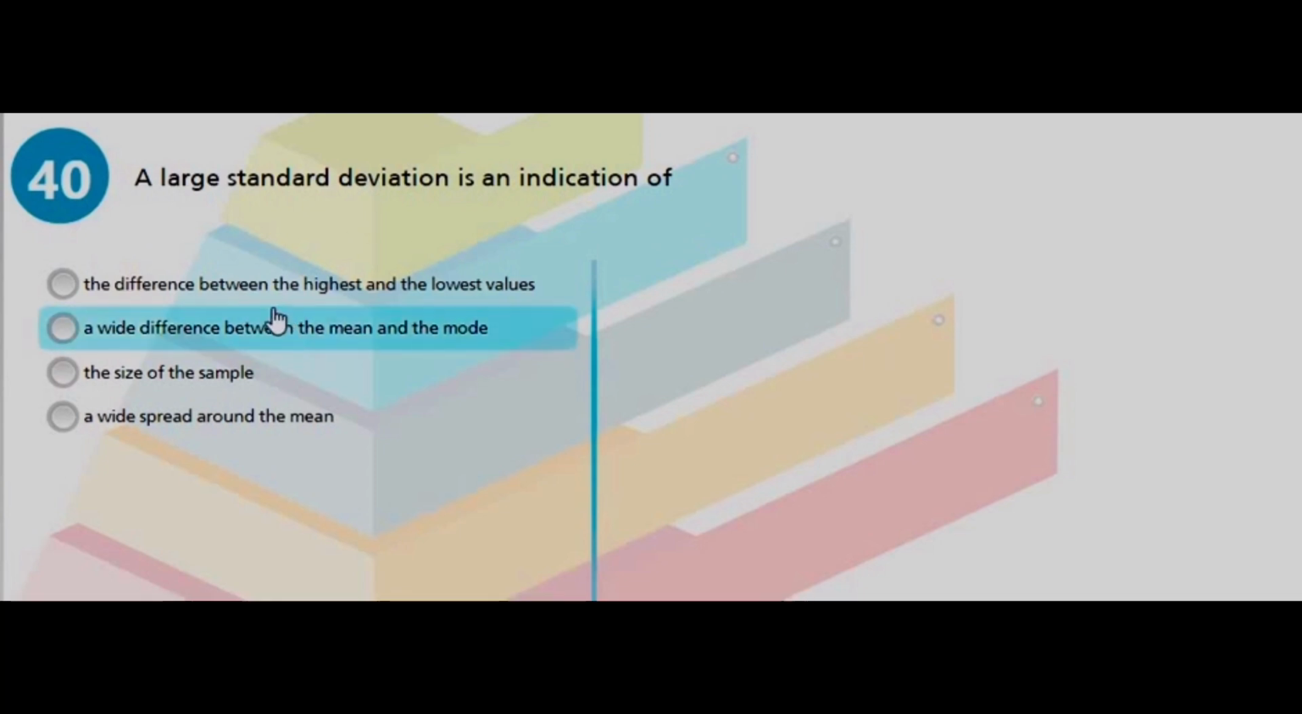The final question for today, which is question 40, says a large standard deviation is an indication of A. The difference between the highest and the lowest values. B. A wide difference between the mean and the mode. C. The size of the sample. D. A wide spread around the mean. Now, the right answer will be a wide spread around the mean, which is D.